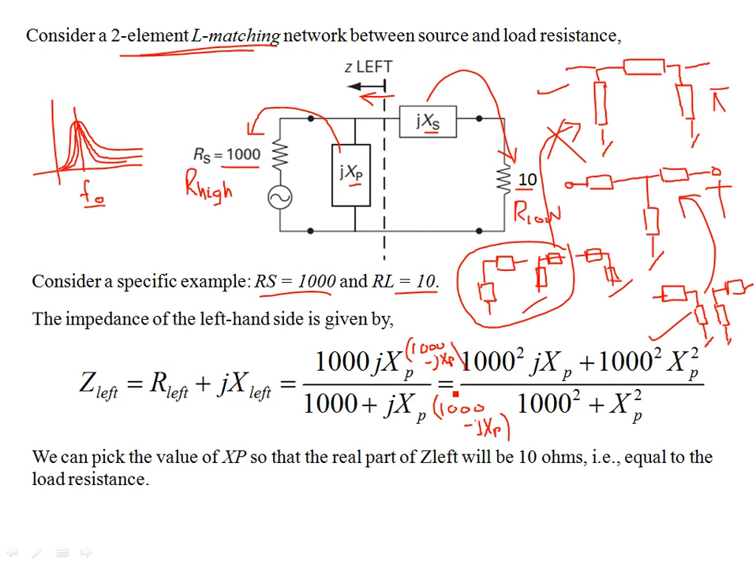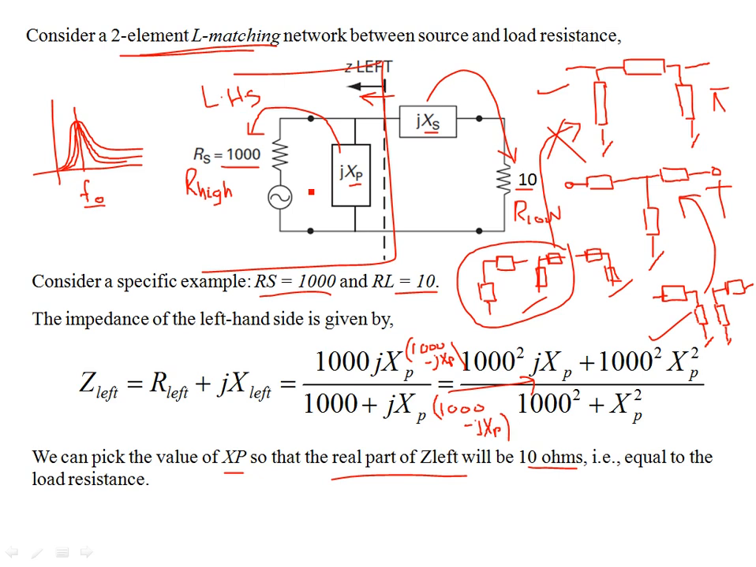So basically, what you get is this expression. Okay, so you see over here you have an imaginary part and you have a real part. So we can pick up a value of the parallel reactor. So the real part of Z left will be 10 ohms. You see, the idea is to match this left side with the right side. This is the left hand side of the circuit.